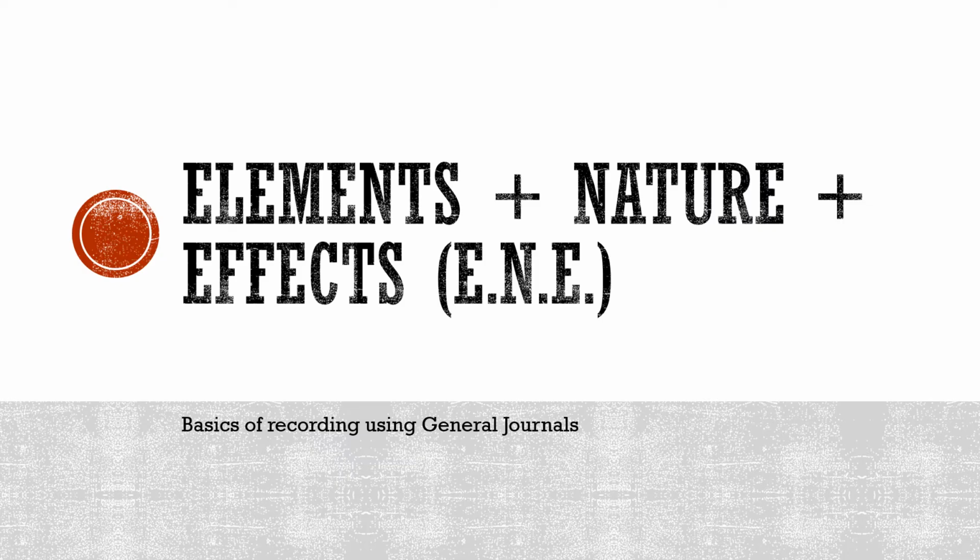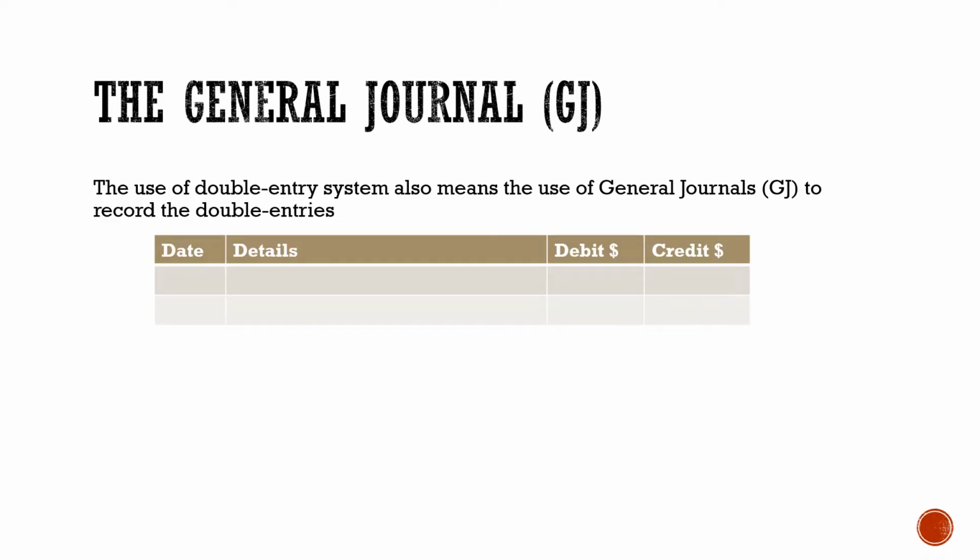We're now going to look at the basics of recording using general journals. We will be looking at the E.N.E method, elements plus nature plus effects. The use of double entry system also means the use of general journals to record the double entries. Here's an example of how the general journal looks like.